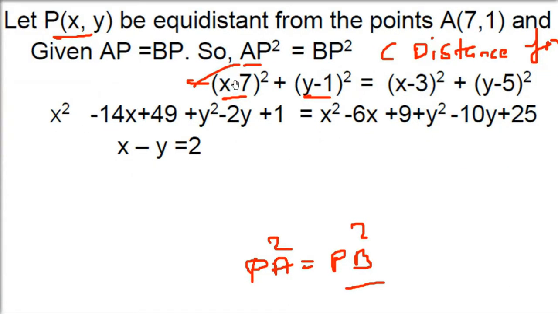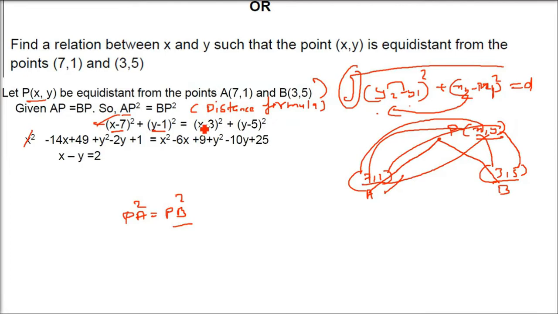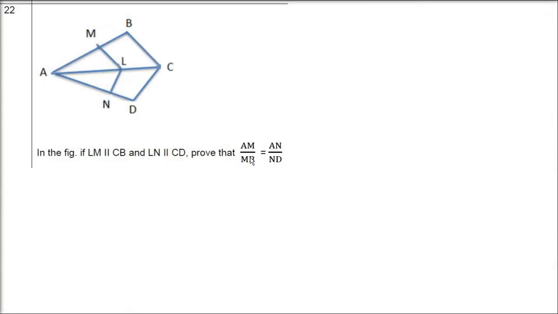Now a minus b whole square, you know the formula. You just open it with the a minus b whole square formula. When you open all 4 of these, you will see x square gets cancelled with x square, y square gets cancelled with y square. Whatever is remaining, just take it on one side and solve it. Take the x term, find the value. Take the y term, find the value. Take the constant, find the value. This will give x minus y equals 2 as the result.